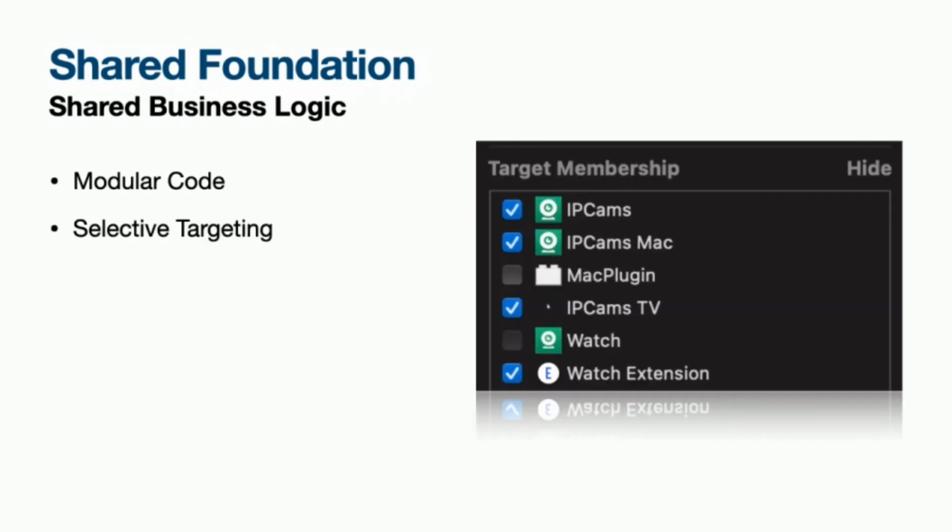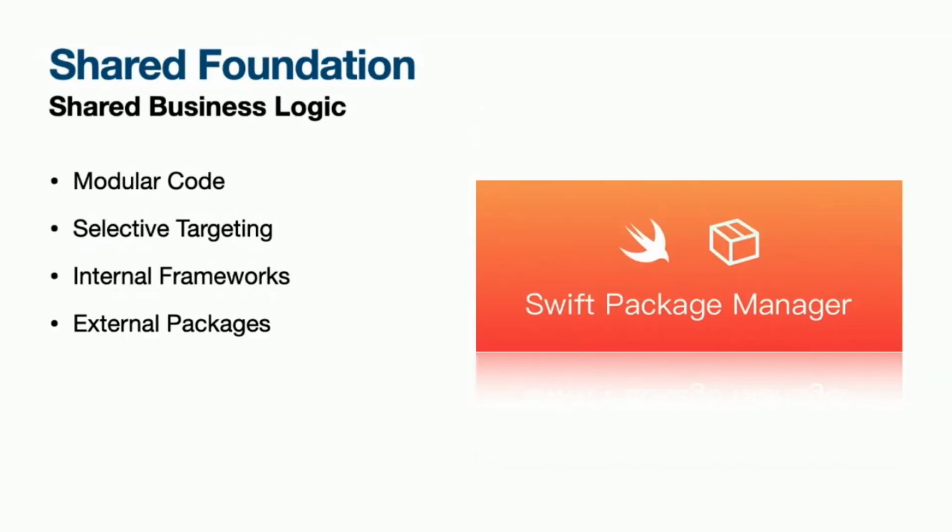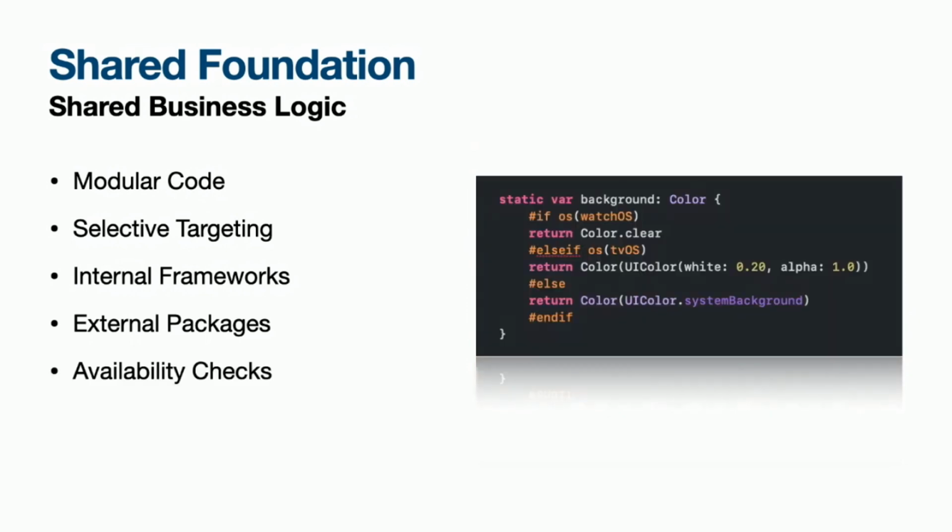I do a lot of selective targeting. So basically saying, hey, I've got these shared files and I want to put them on the Mac app, the TV app, but maybe not the Watch app. I do have an internal shared framework that I use a little bit. But if you wanted to take it to the next level, you could do more separate internal frameworks or even external packages via Swift Package Manager or CocoaPods. And also, when that doesn't work, using availability checks. So if you need a separate implementation for something that works on Watch versus TV versus the Mac or iPhone, you can easily do that with macros or Swift availability attributes.